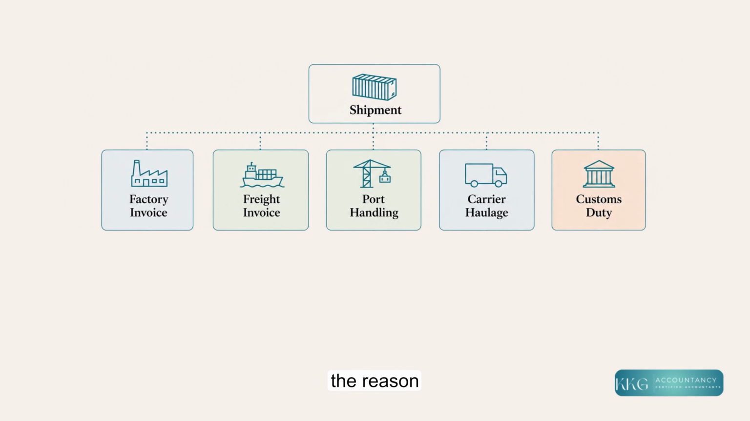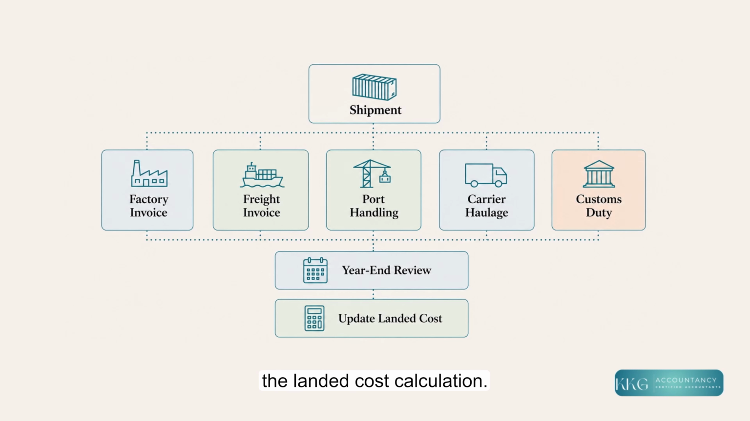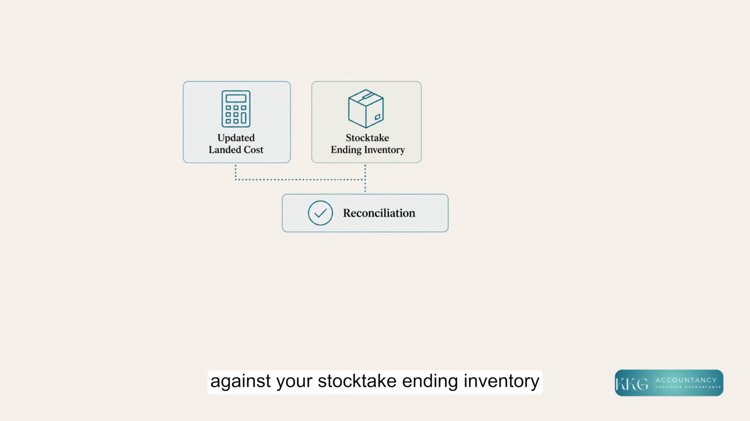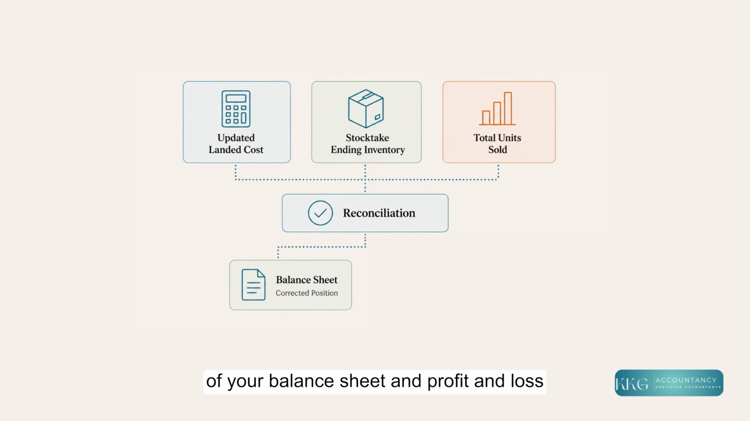And this complexity is the reason why most accountants will wait until the end of the year, in your statutory account preparation process, to review all the invoices received and update the landed cost calculation. They'll then reconcile that new updated figure against your stock take ending inventory and your total units sold, thus correcting the position of your balance sheet and profit and loss. And what happens the rest of the year? Your management accounts are not reflecting the level of your current spending.